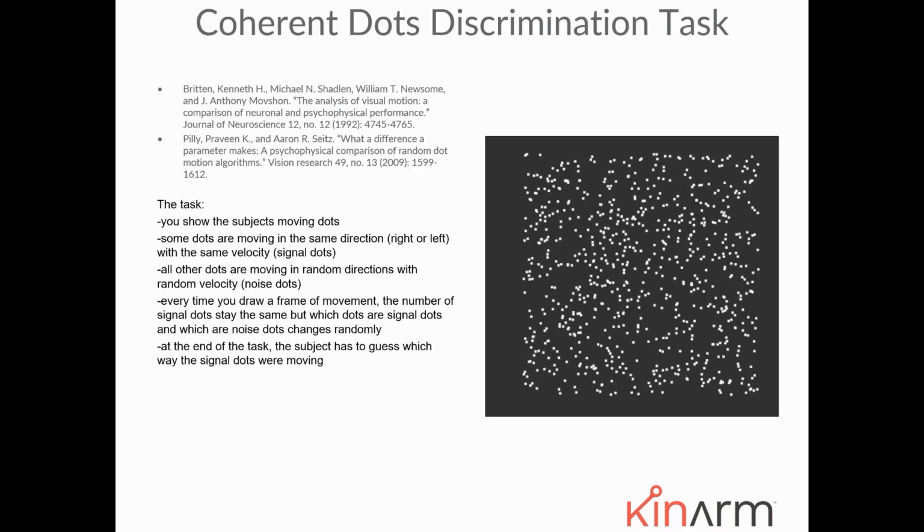The task. You show the subject moving dots. Some dots are moving in the same direction, right or left, with the same velocity. Those are called the signal dots. All other dots are moving in random directions with random velocity. Those are called the noise dots. Every time you draw a frame of movement, the number of signal dots stays the same, but which dots are signal dots and which are noise dots changes randomly. At the end of the task, the subject has to guess which way the signal dots are moving.